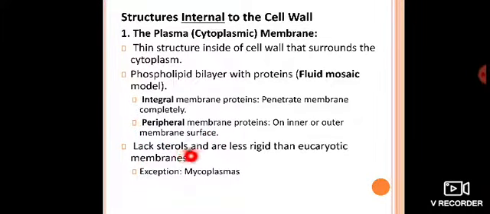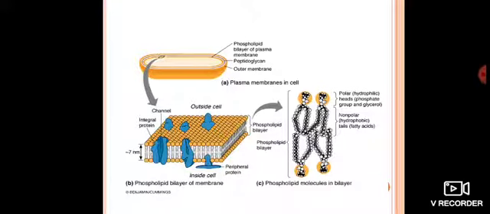Then, lack of sterol and less rigid than that of the eukaryotic membrane. We are discussing the prokaryotic cell, so it does not have sterol and it is less rigid than the eukaryotic cell membrane. And the exception is Mycoplasma. They are an exception in that respect.